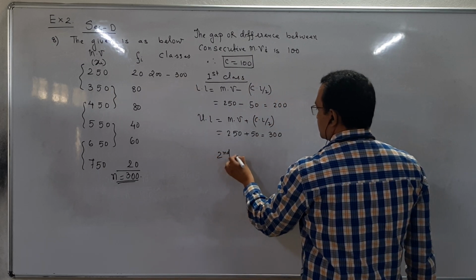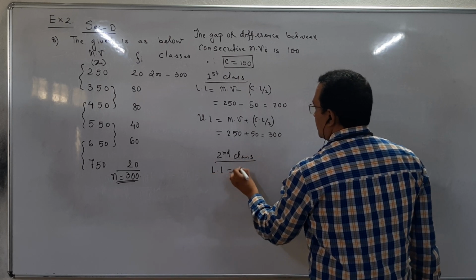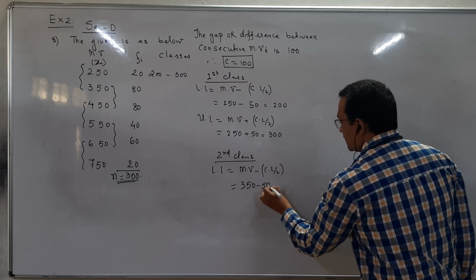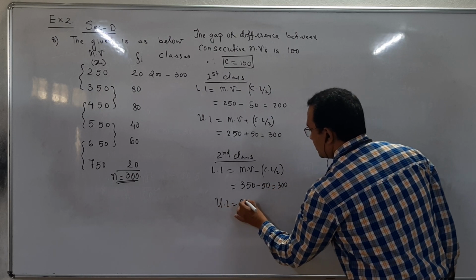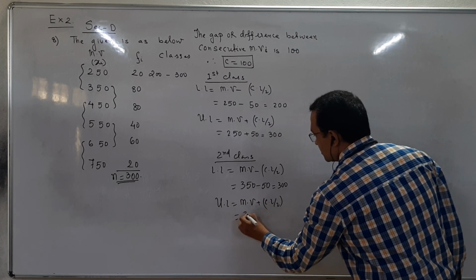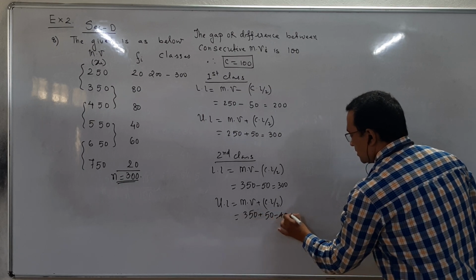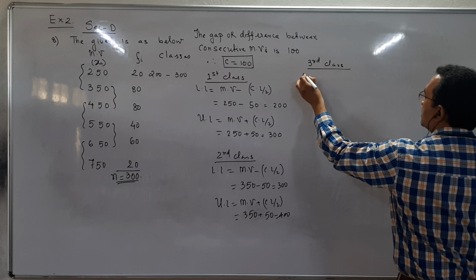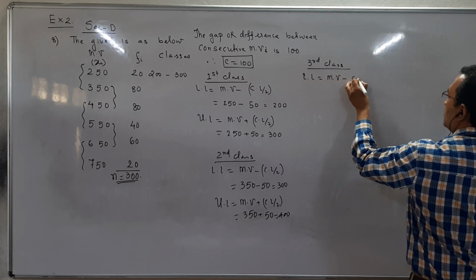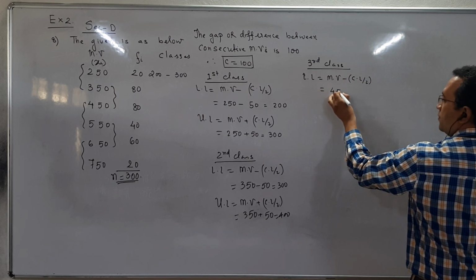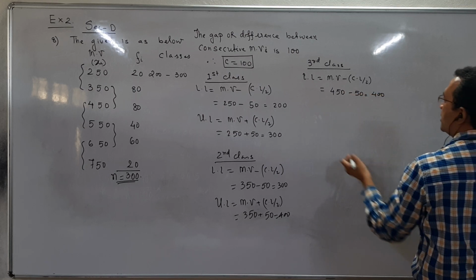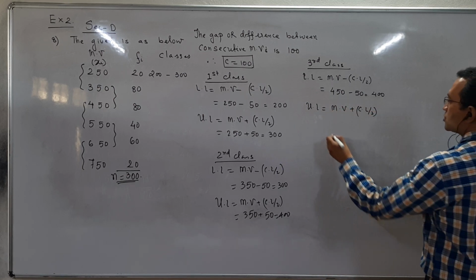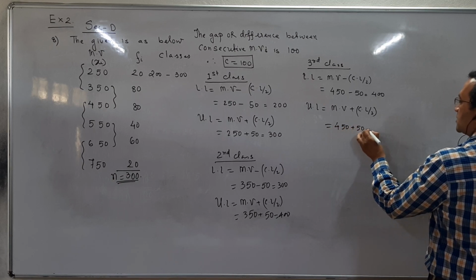Then students, second class, lower limit is equal to mid value minus half the class length, 350 minus 50, so 300, and upper limit is equal to mid value plus half the class length, so 350 plus 50, and that is 400. Then for class number 3, we will get lower limit is equal to mid value minus half the class length, so 450 minus 50, so 400, and upper limit is equal to mid value plus half the class length, so this becomes 450 plus 50, so 500.